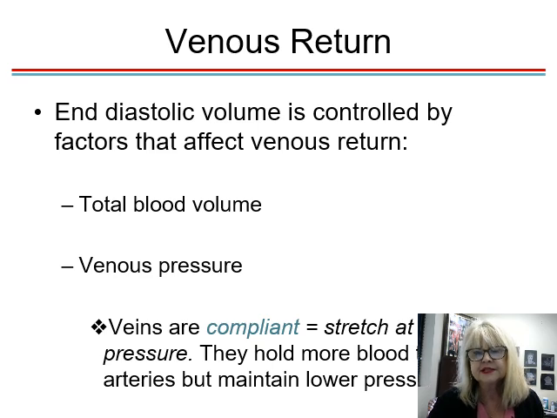The venous return. So the end diastolic volume is controlled by factors that affect the venous return. So you have the total blood volume and you have the venous pressure. So the veins are compliant, which equals stretch at a given pressure, and they hold more blood than the arteries, but they maintain lower pressure.